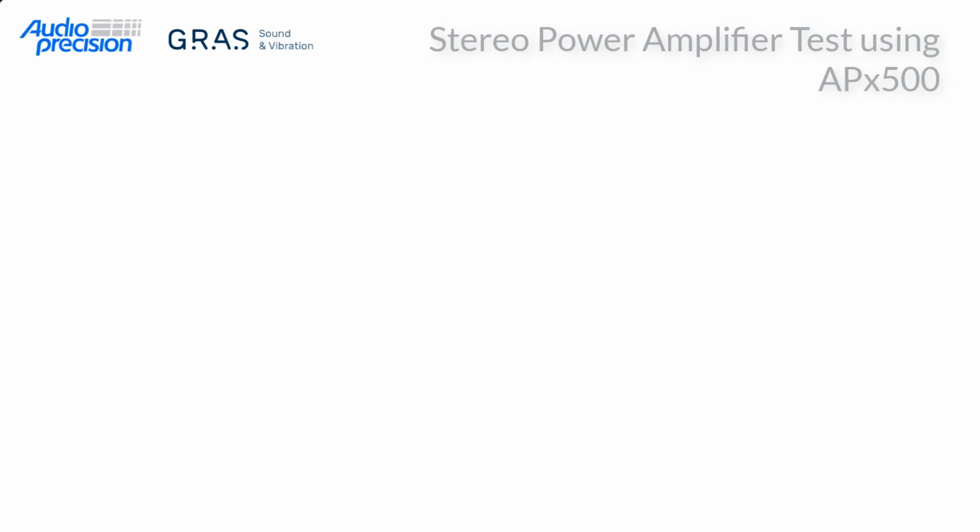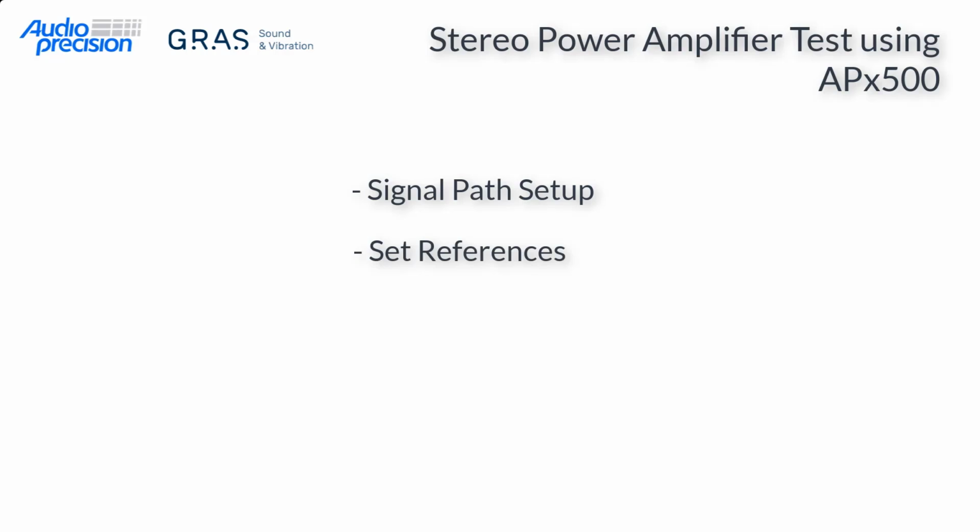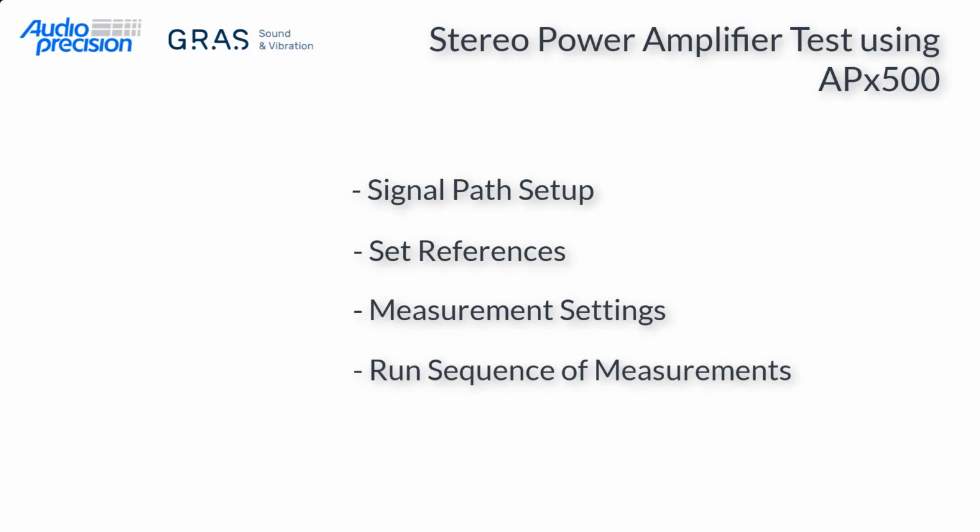Hello, today I'm going to demonstrate using the APX 500 analyzer to run a series of audio measurements on a stereo power amplifier. I'll set up the signal path for the device we're testing, and then set the references. I'll show each measurement with its properties and settings, and finally run the tests as an automated sequence and show the resulting report. This will show if the amplifier meets the specifications.